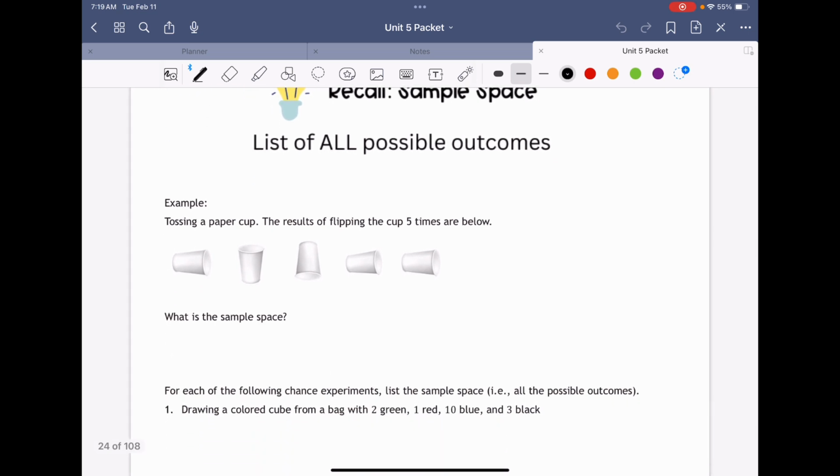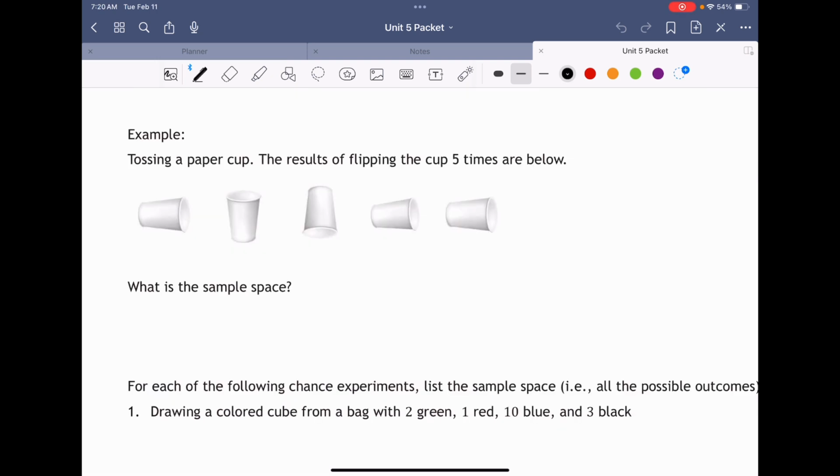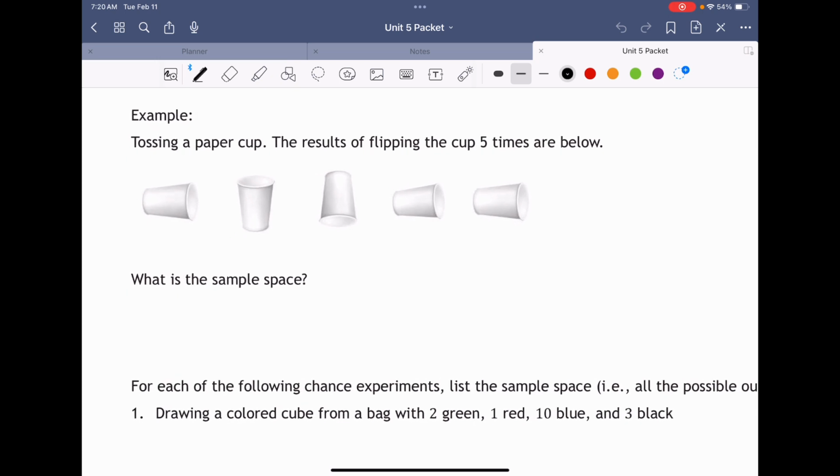So the first thing we've got is an example of tossing a paper cup. So here are the results of flipping that cup 5 times. It's asking what our sample space is. So we're going to say the cup could either land on its side, because it doesn't matter which side it's facing, right side up, or upside down. So those are the 3 different options for the outcomes that we could get.